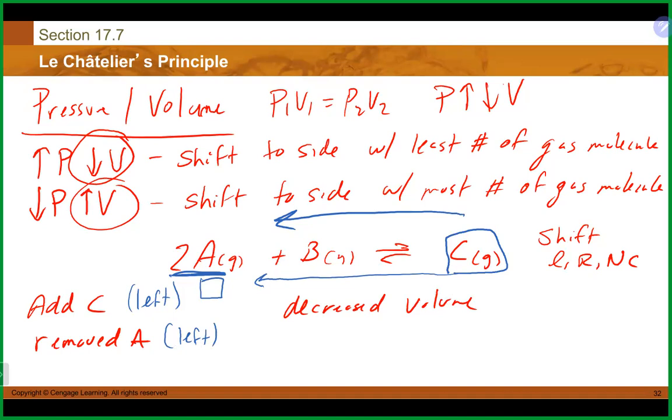Lastly, here, if we decrease the volume, that means that we would expect the pressure to go up. To bring the pressure back down, we actually want less gas molecules in that smaller volume. So small volume, less gas molecules. If we look, this is a gas and this is a gas. That's a 2 and a 1. So there's 3 gas molecules on the left-hand side. On the right-hand side, there's just 1, which means it will shift to the right, towards the side that has the least number of gas molecules. Any questions on any of that?